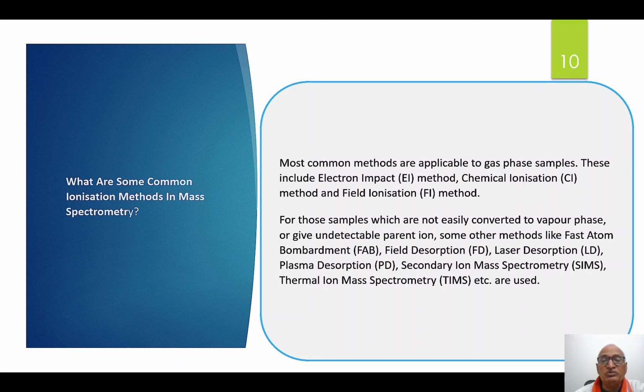Here in this slide, we will name most of the methods which are used in mass spectrometry. These methods include fast atom bombardment, field desorption, laser desorption, plasma desorption, secondary ion mass spectrometry, thermal ion mass spectrometry, etc. Some other methods are also there. So you should remember, in mass spectrometry, a number of ionization methods are used. Which method is applicable to which kind of compound is our choice.